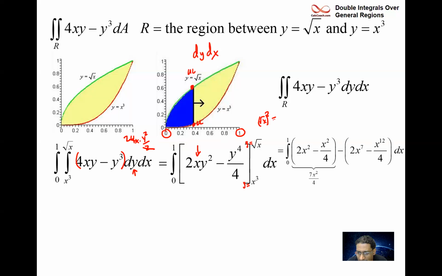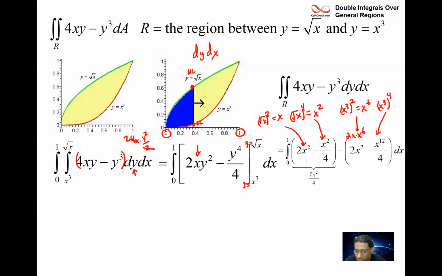That's how we got that x. The root x goes to the fourth. That's how we got that x squared. Then we have to put x cubed in, and that's the lower limit. So x cubed gets squared. That's x to the sixth. And it's already times a 2x. That's how we arrive at this 2x to the seventh. And then x cubed goes to the fourth power, and that's how we arrive at that x to the 12th.